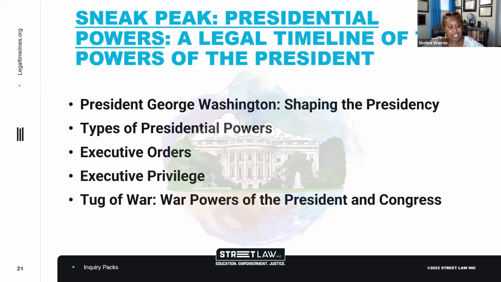And then lastly, you have the presidential powers inquiry pack and timeline. This focuses on presidential power, executive orders, and privileges. Your students will be interested in learning about what's going on with the president, why he is able to do what he's able to do, and how it affects us. And that is the legal timeline.